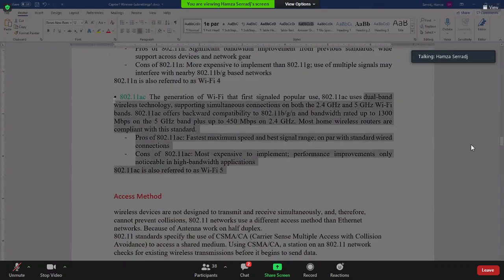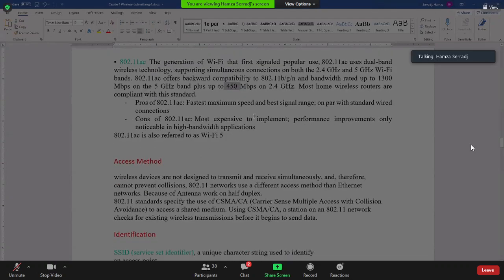AC, the more standard one that we are using now, uses both 2.4 and 5 gigahertz at the same time. It's called Wi-Fi 5. Higher data rate, it can go up to 1 gig on the 5 gigahertz, and 600 on the 2.4. Fastest maximum speed, best signal range, on par with the standard wired connection. More expensive, and the improvement is only noticeable in high bandwidth applications.